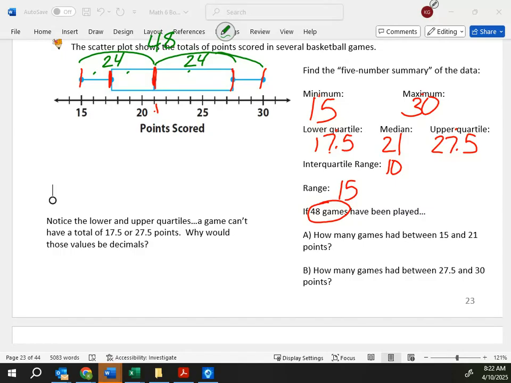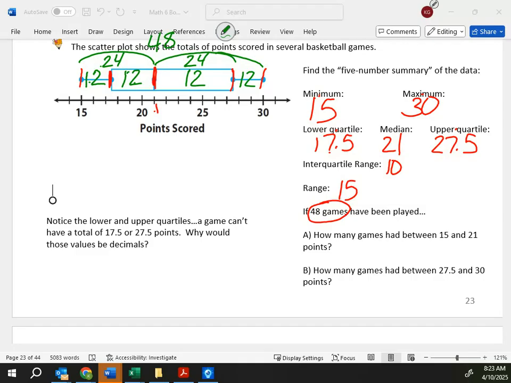What should it be? 12. 12. Because 12 plus 12 equals that 24. 12 plus 12 equals the 24. 24 plus 24 equals the 48. So half are on the bottom, 24 are on the bottom, and I broke that 24 into 2 parts, 12 and 12. Same thing on the upper side. So I have 4 equal parts. Once I know that, I can answer the questions.